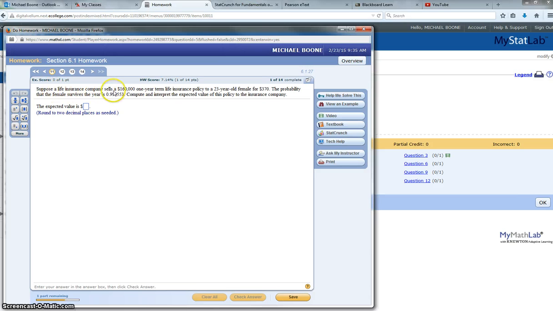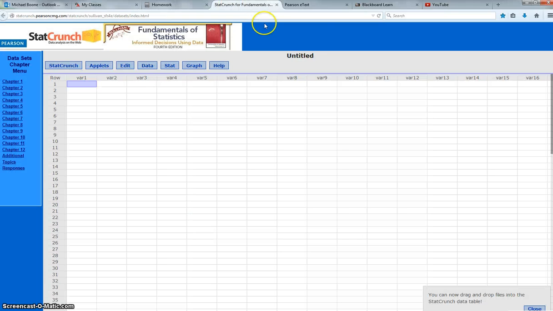So a life insurance company sells a $160,000 one-year term life insurance policy to a 23-year-old female for $370. The probability that the female survives the year is 0.999553. All right. So when we set this up, we're going to have her net and the net result, and then this will be our probabilities.